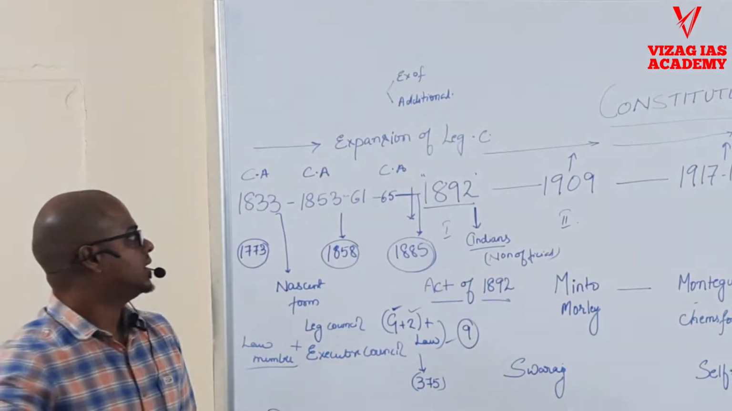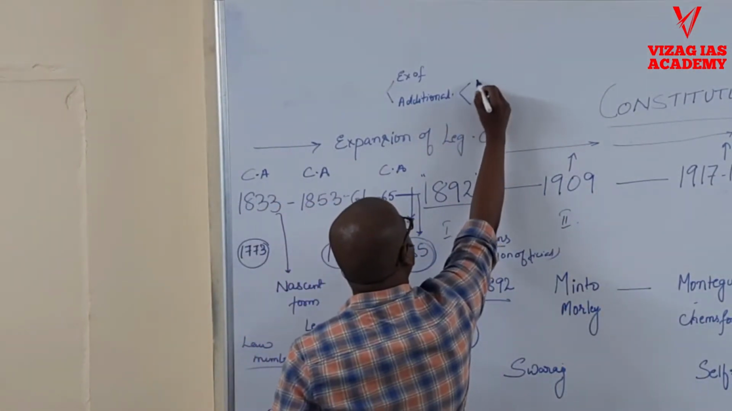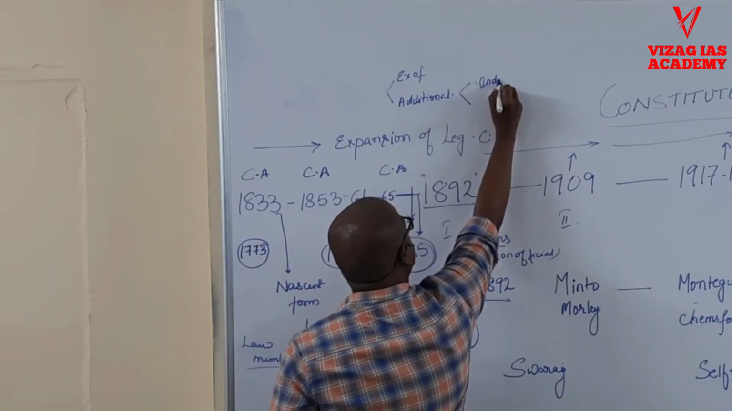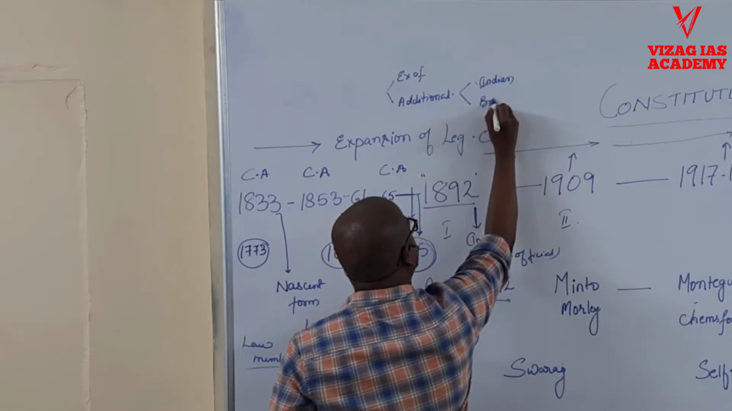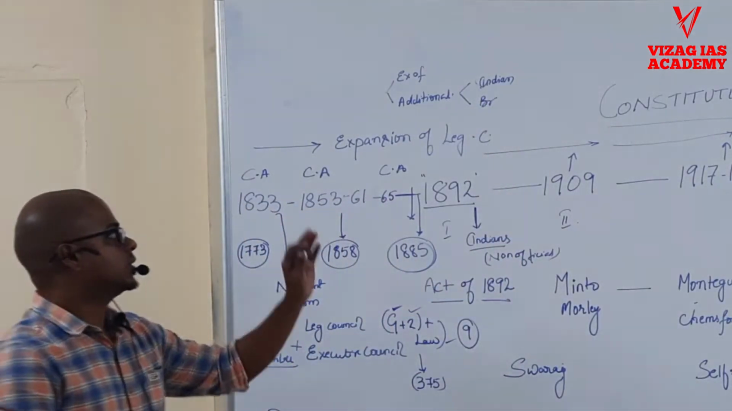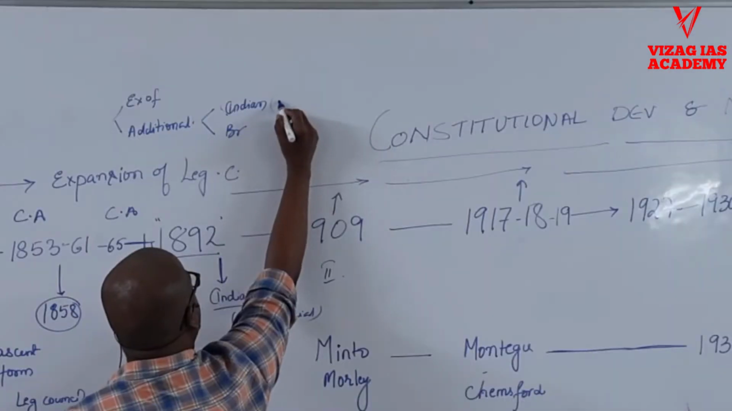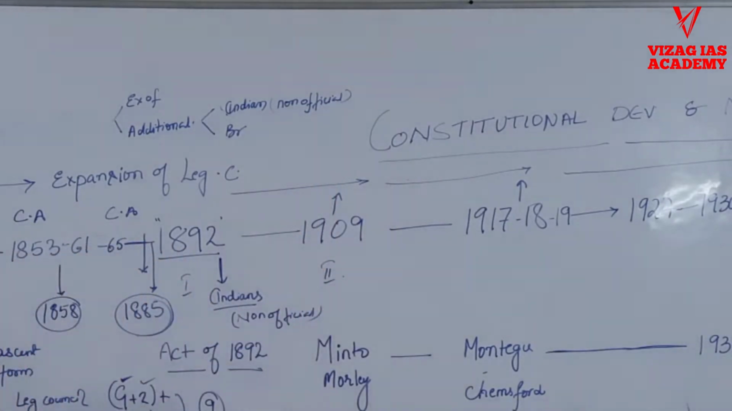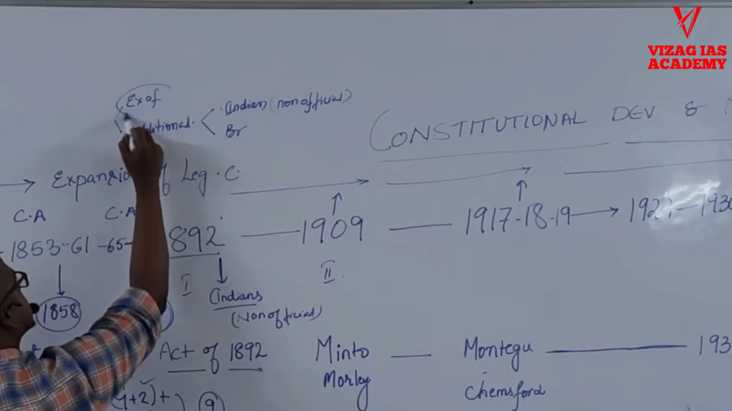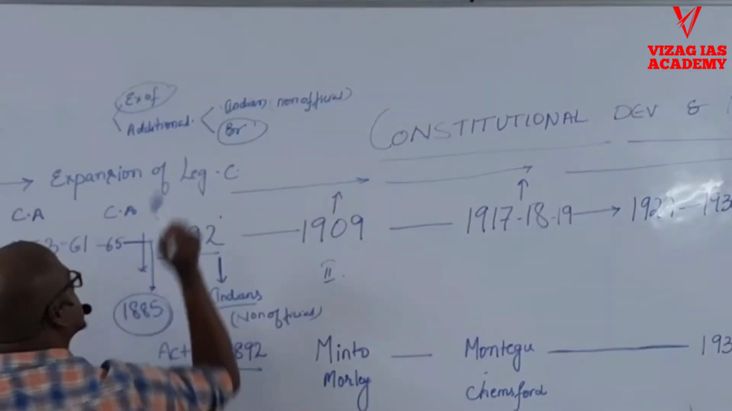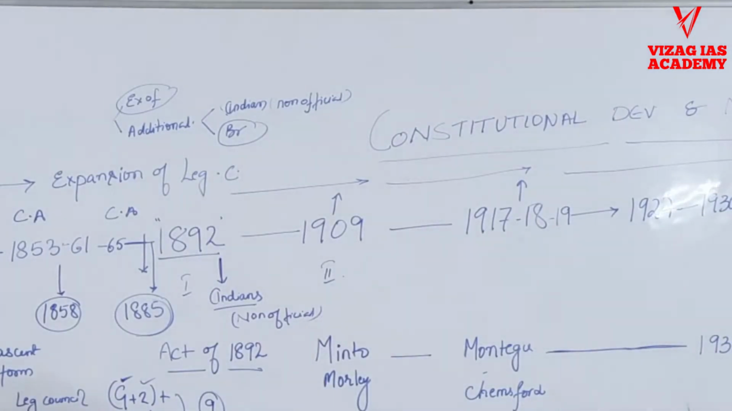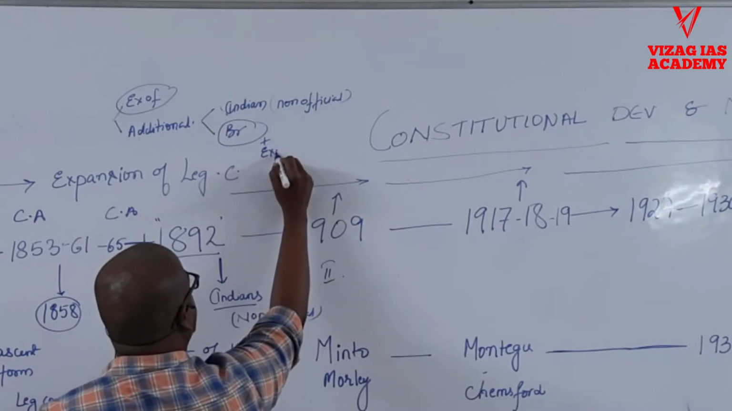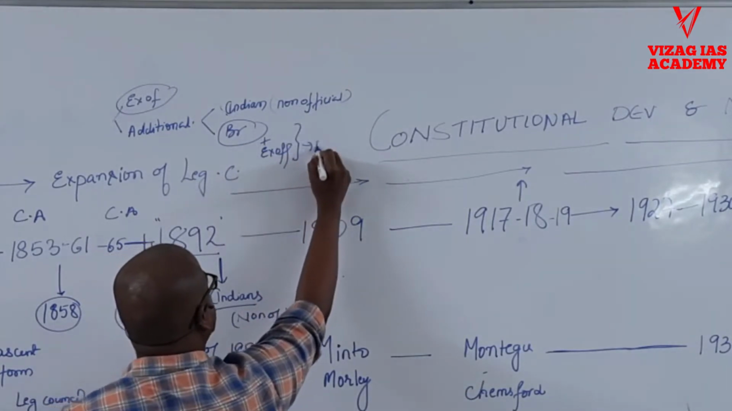Fine. And in these additional members you have Indians and Britishers. Fine. So Indian members are called non-official members. Fine. And these ex officio members plus the additional British members together are called official members.